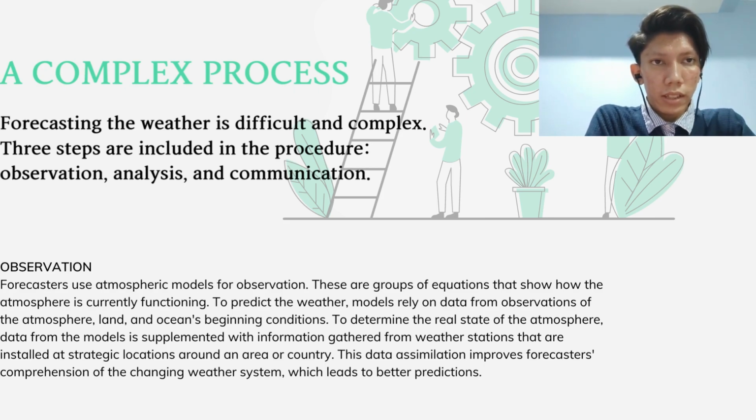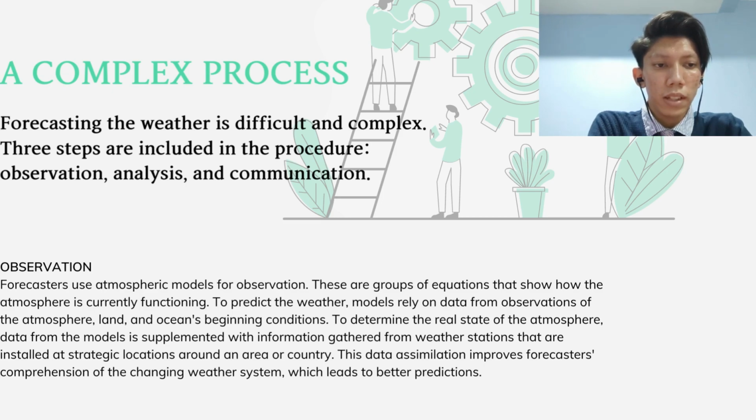Okay, a complex process. Forecasting the weather is difficult and complex. Three steps are included in the procedure: observation, analysis, and communication. For first, observation, forecasters use atmospheric models for observation. These are a group of equations that show how the atmosphere is currently functioning. To predict the weather, models rely on data from observation of the atmosphere, land, and oceans as beginning conditions.